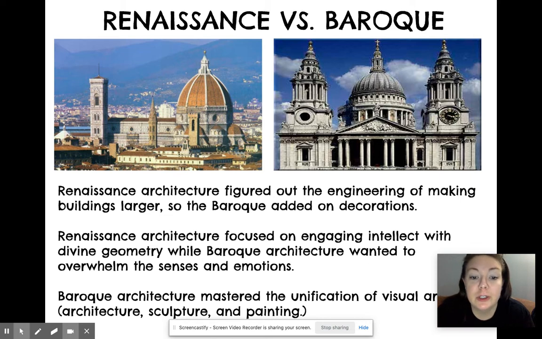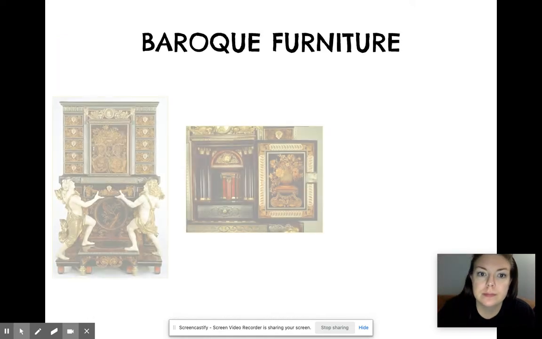So Renaissance architecture focused on engaging the intellect with what they call divine geometry, right? Making things symmetrical, while the Baroque architecture wanted to overwhelm your senses. Baroque architecture mastered the unification of visual art. So we have architecture, sculpture, and painting all working together in Baroque art.